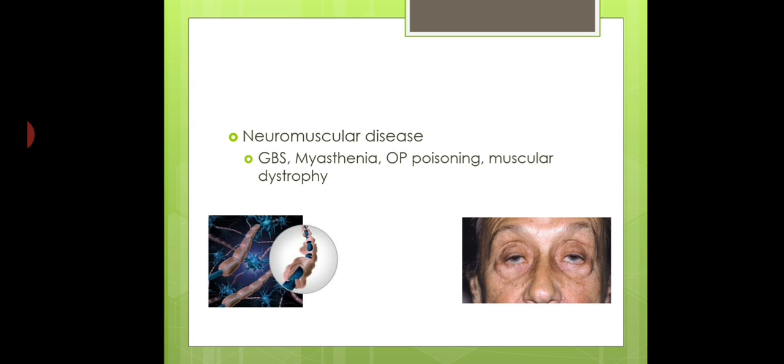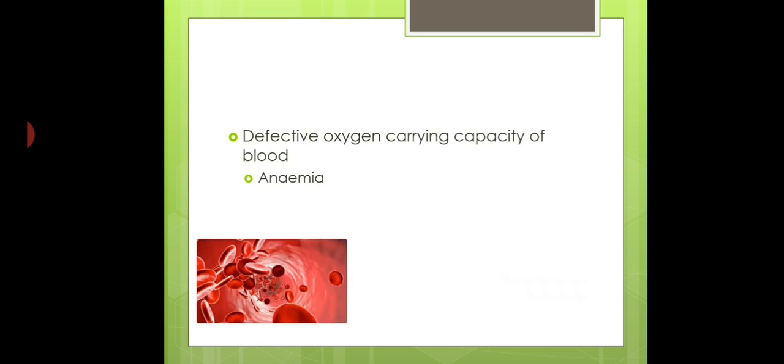Neuromuscular diseases, GBS, myasthenia, OP poisoning, muscular dystrophy, all can cause dyspnea. Defective oxygen carrying capacity of blood, as in anemia, is an important cause of dyspnea.